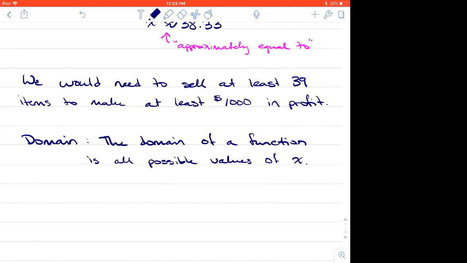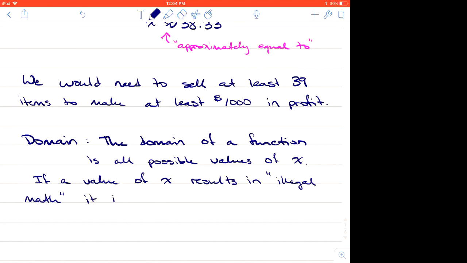So if a value of x results in "illegal math," that's what I call it, things you can't do, it is not in the domain. We can't use it because it yields illegal math.